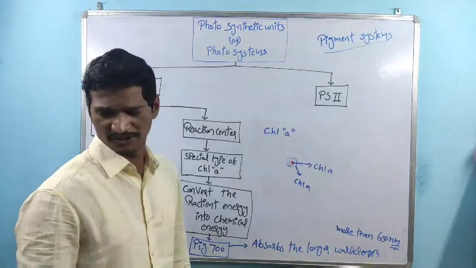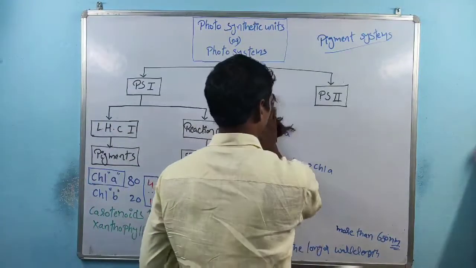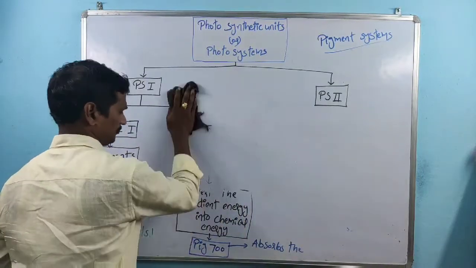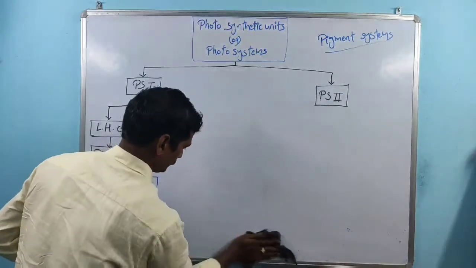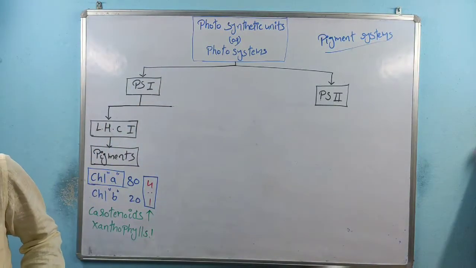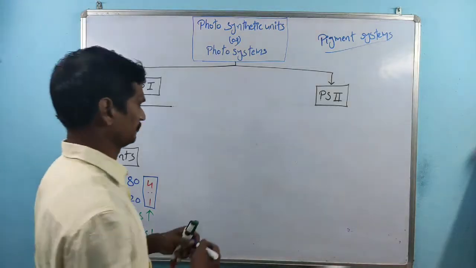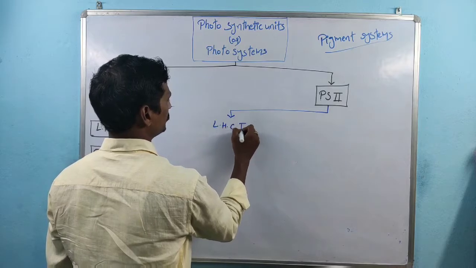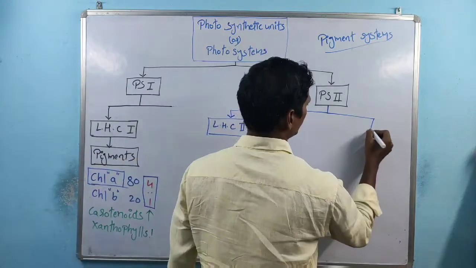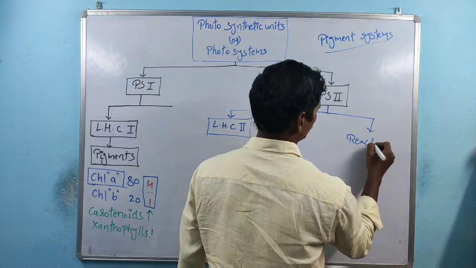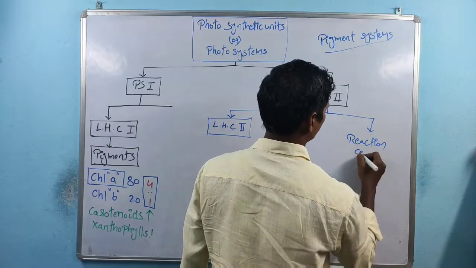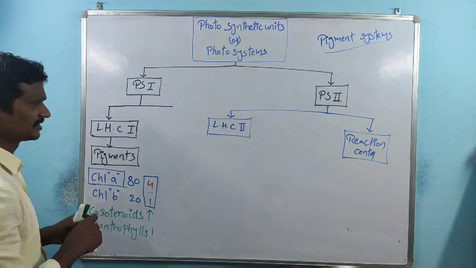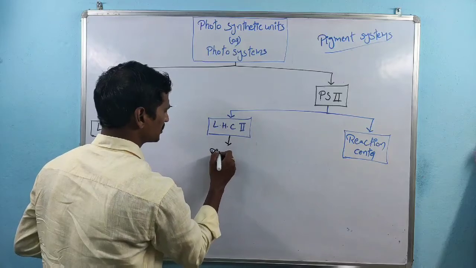Next we will discuss PS2. Within PS2, there is an LHC2, and the other one is the reaction center. It is the same, but with a little difference in the reaction center. In LHC2, pigments are present.